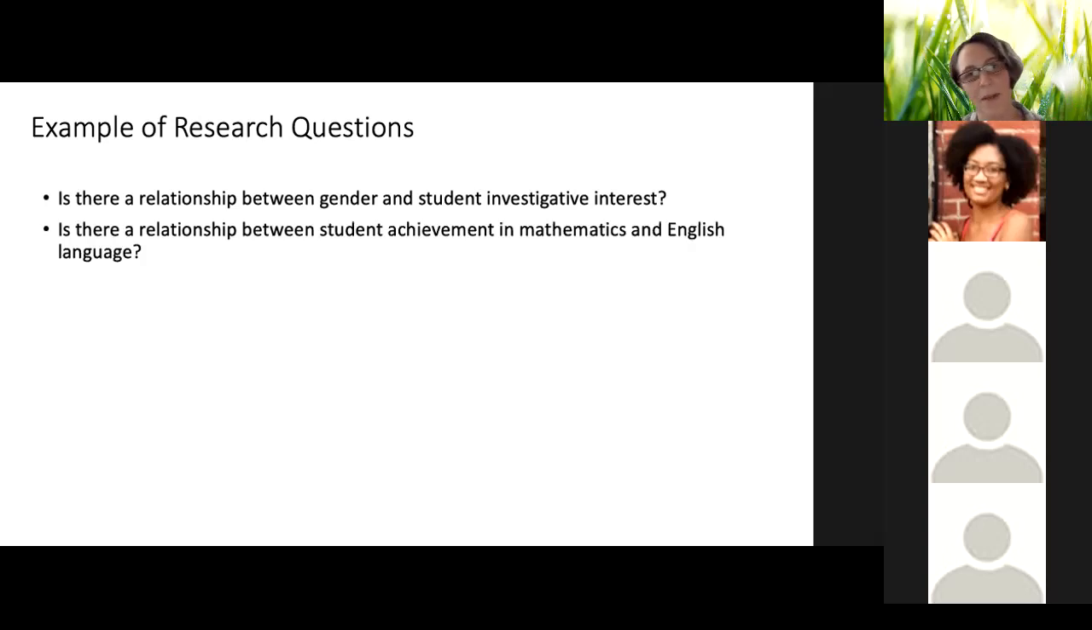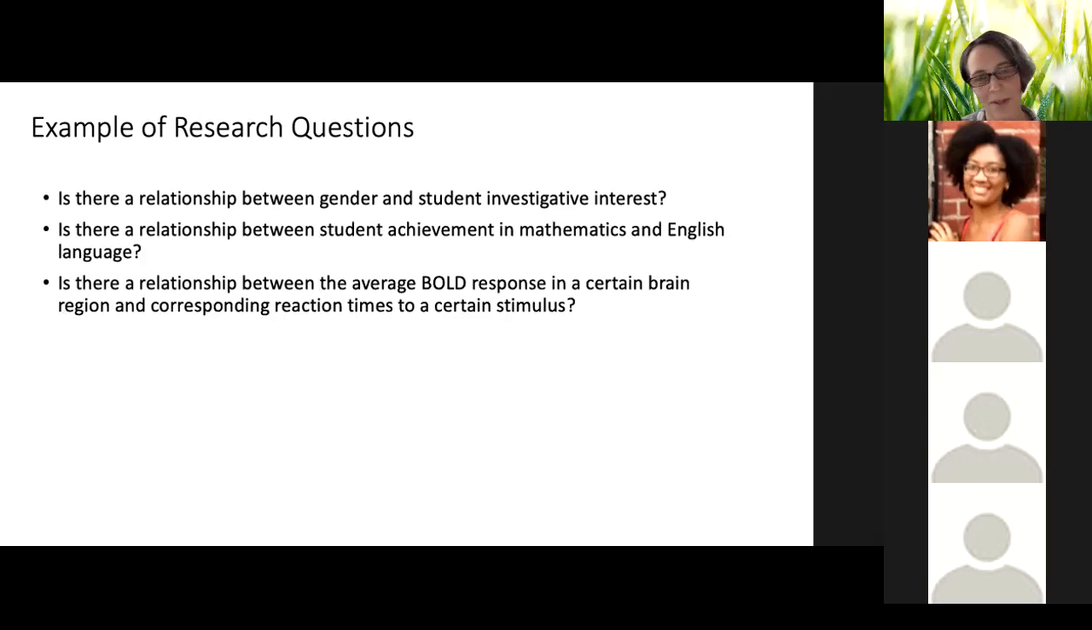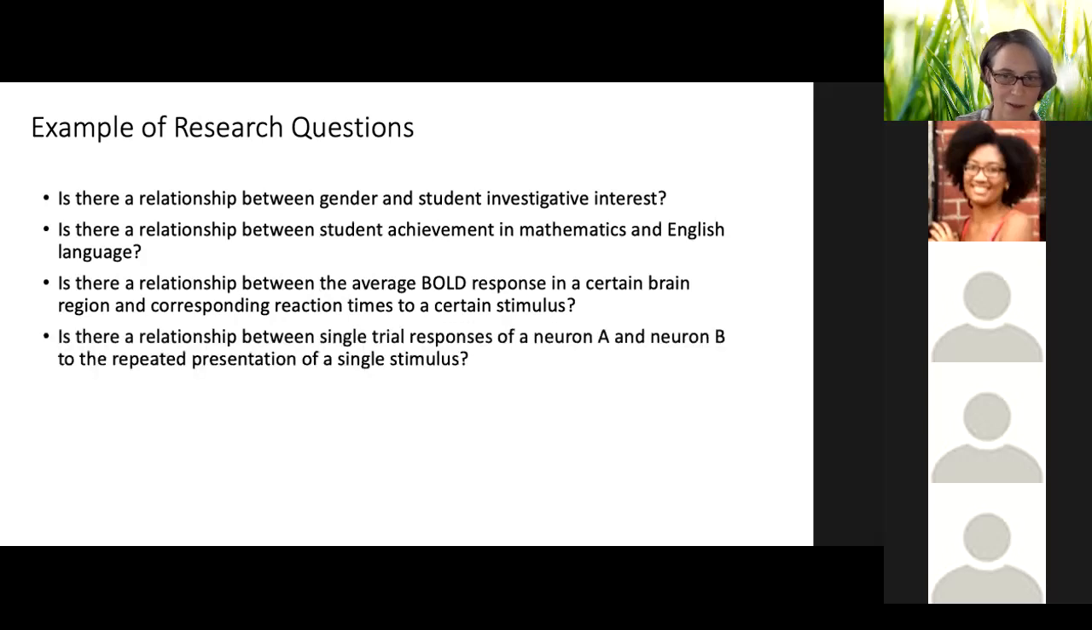Yeah, so the relationship between student achievement in math and English. Is there a relationship between the average BOLD response in certain brain areas and the corresponding reaction times to a certain stimulus, etc., etc., right? Or a relationship between single trial responses of neuron A and B to repeated presentations of a single stimulus. Correlation is relatively intuitive and easy to grasp, so you can think of other examples, and I'm sure you have used correlation in your own research questions.